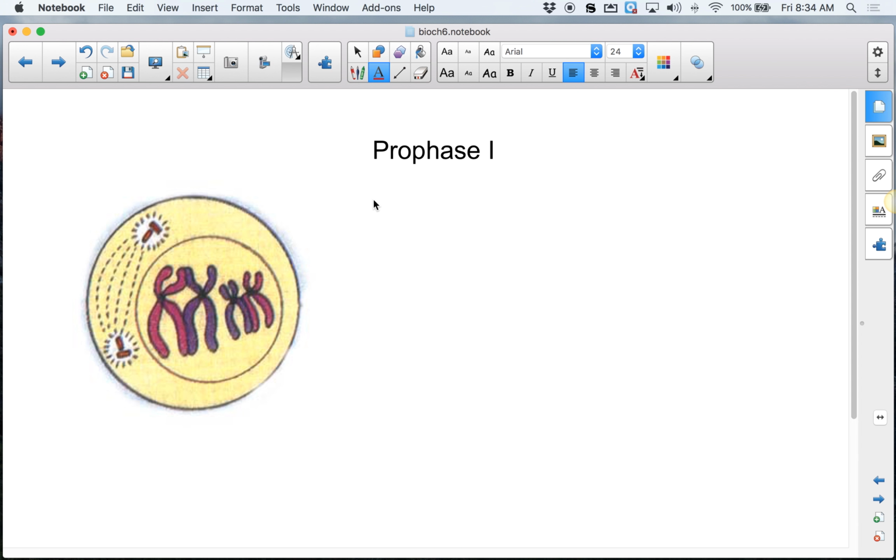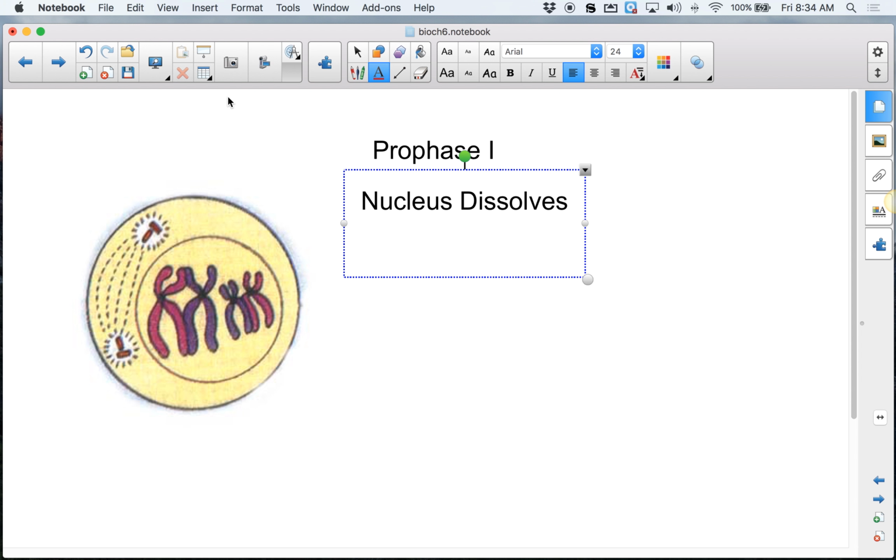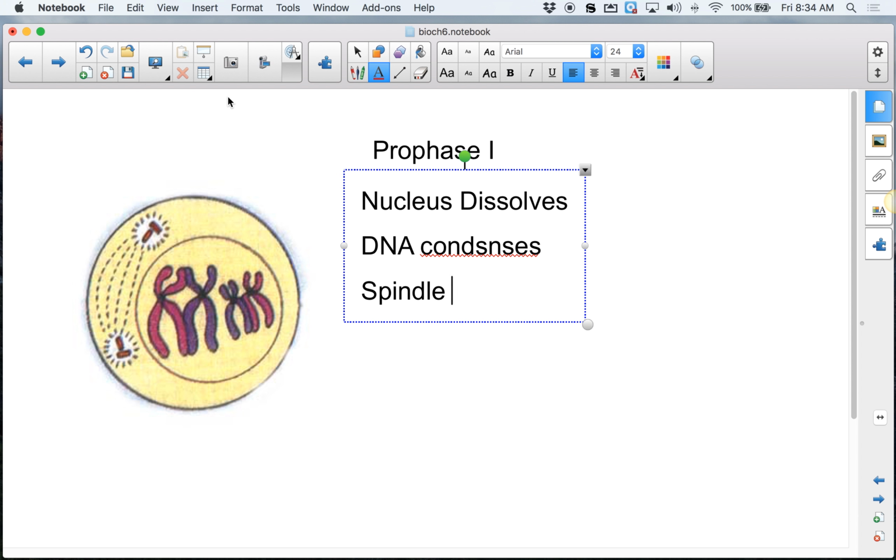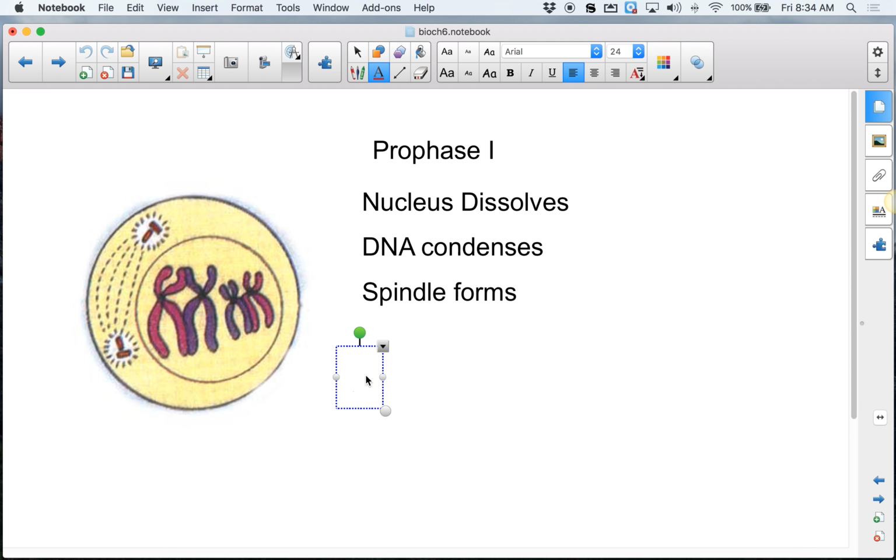Now, many of the same things happen in prophase 1 as happen in prophase of mitosis. The nucleus dissolves. The DNA condenses. And the spindle forms. This is all part of meiosis.